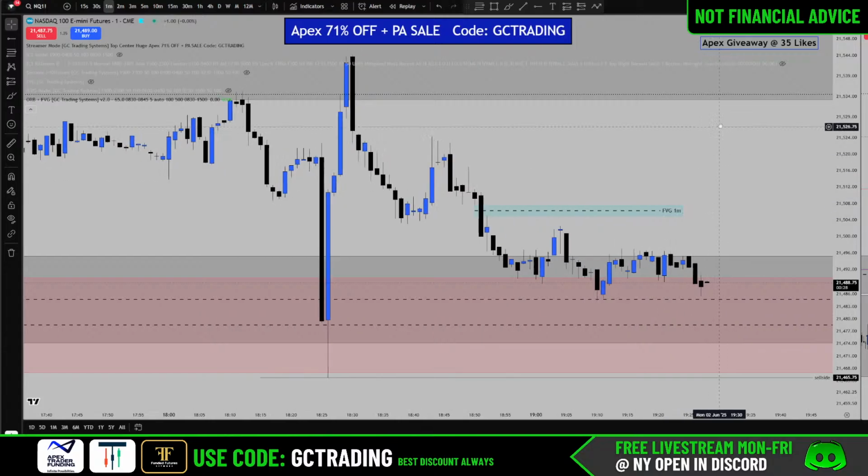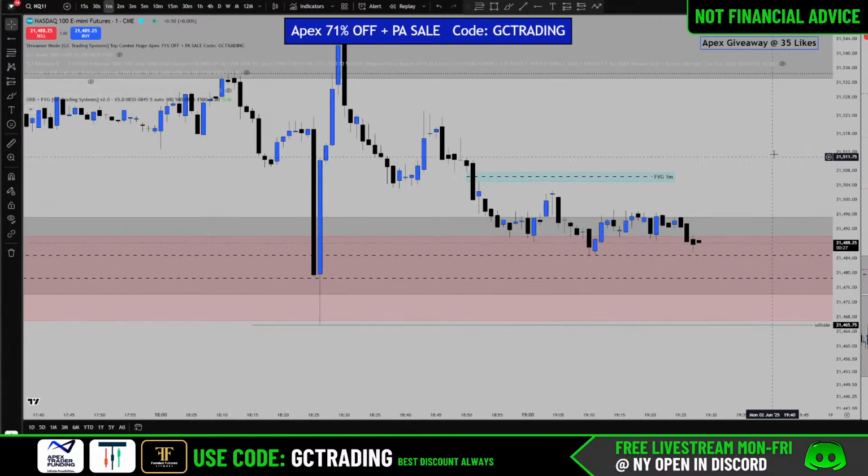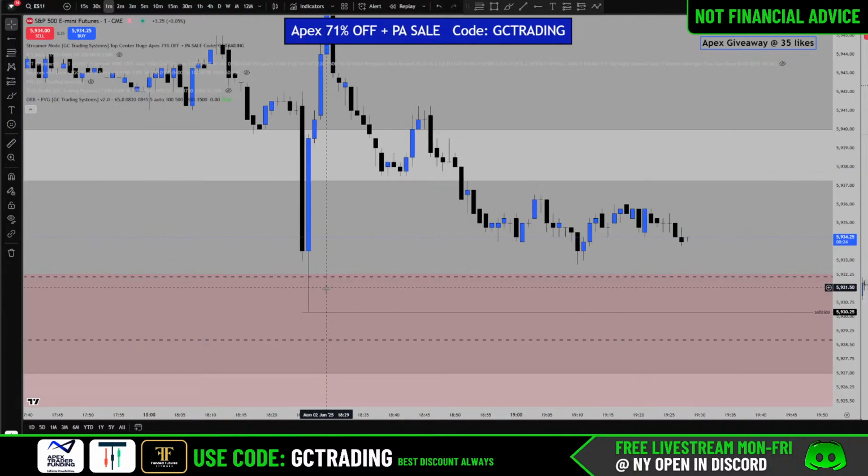I want price to take out this sell side here on ES. I want price to accelerate past this and then get a nice buy sequence up, right? That's kind of what I'm waiting for here.